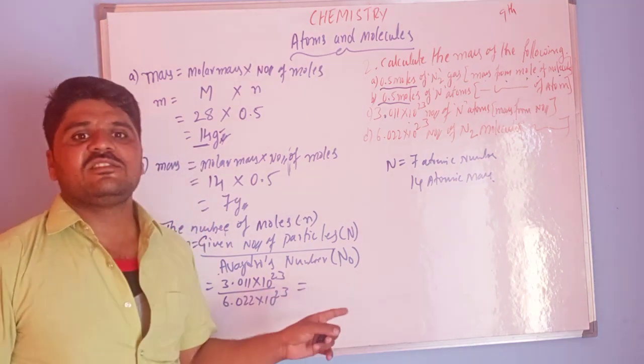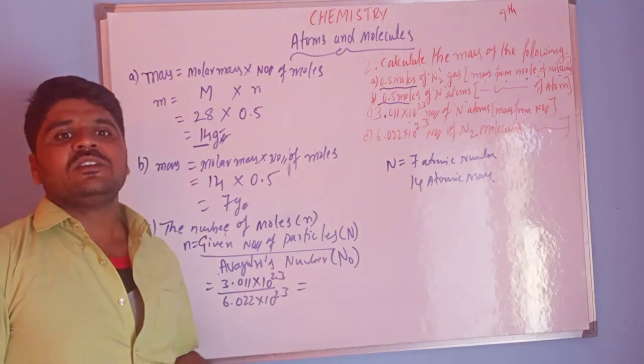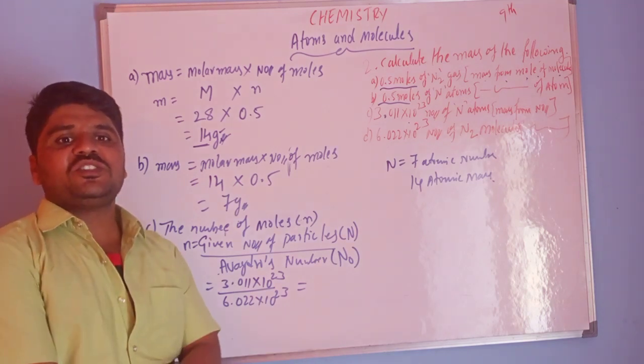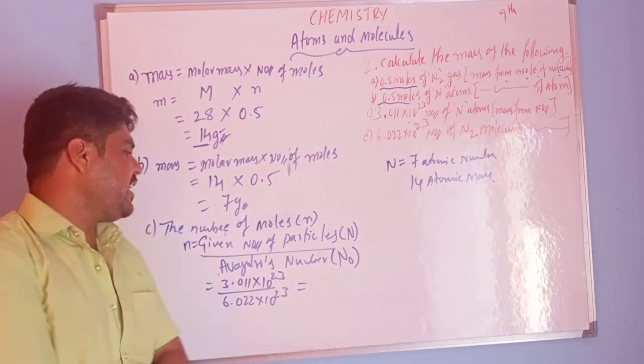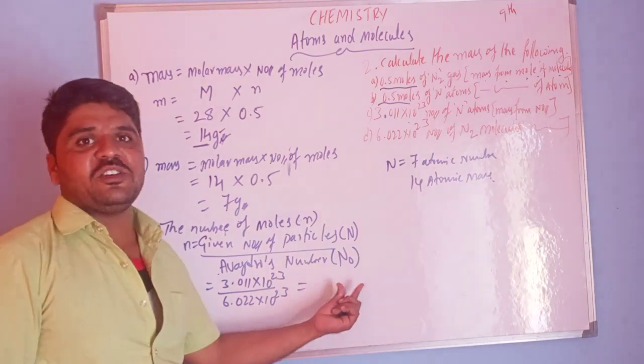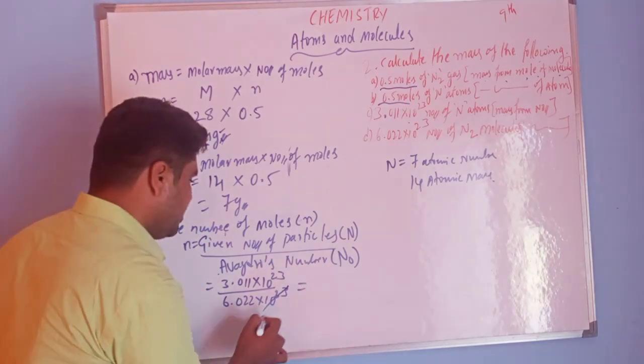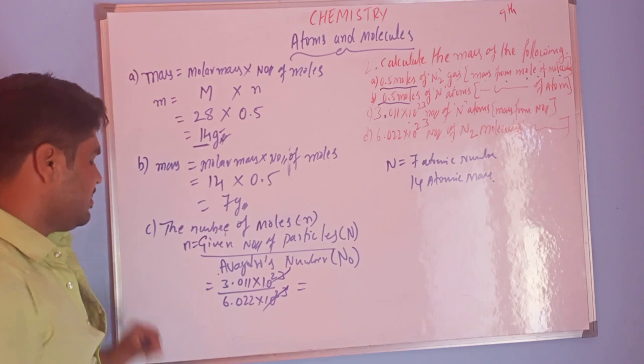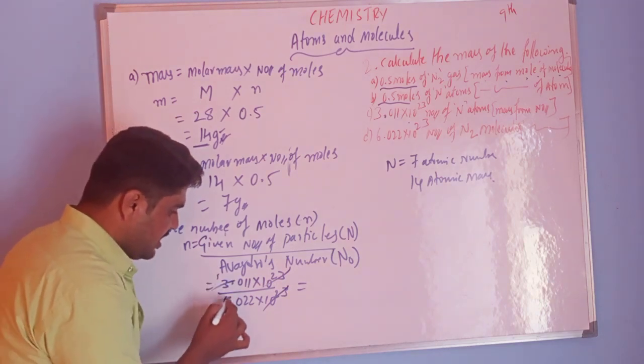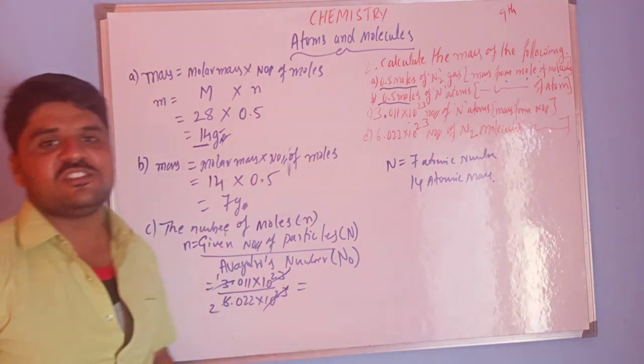So you have to calculate this. How much do you obtain? Okay. 10 to the power of 23, 10 to the power of 23 cancel. So 3 over 6, 1 by 2 is obtained.